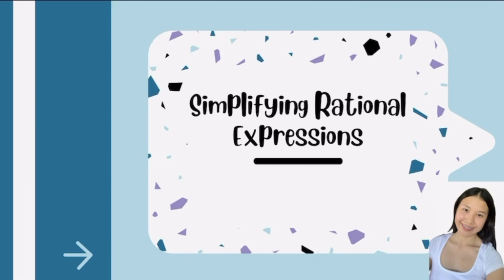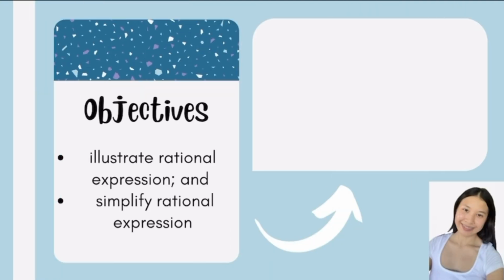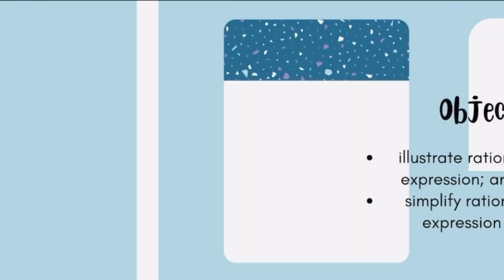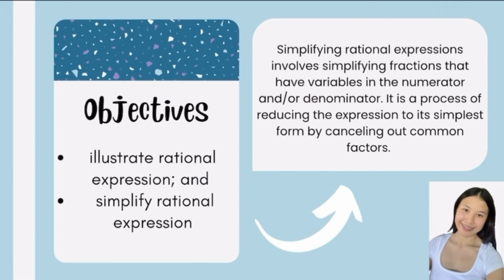Simplifying rational expressions. Here are the objectives of this lesson. Illustrate rational expression and simplify rational expression. Simplifying rational expressions involves simplifying fractions that have variables in the numerator and or denominator. It is a process of reducing the expression to its simplest form by cancelling out common factors.